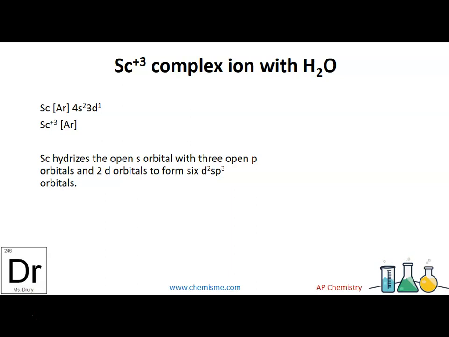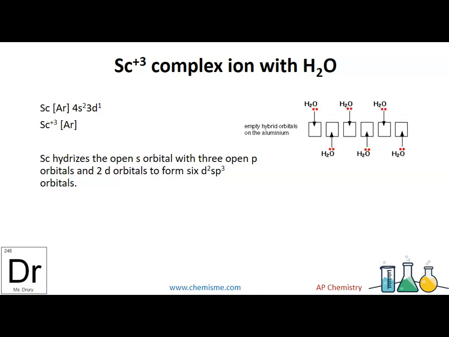So instead of saying there's an s open and 3 p's that we removed all the electrons from, and all the d's that we removed all the electrons from, they actually mush together, right? And form d2sp3 6 times because it was 1 s, 3 p's, and 2 d's. That's 6 letters, right? 6 orbitals. And those 6 orbitals allow water to come in.